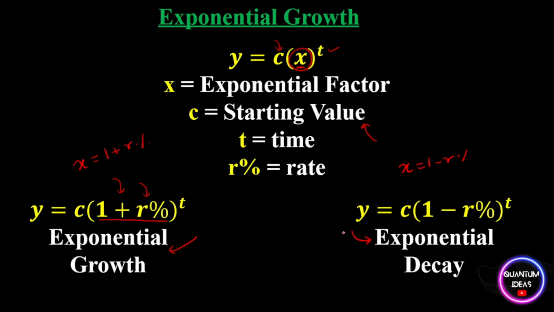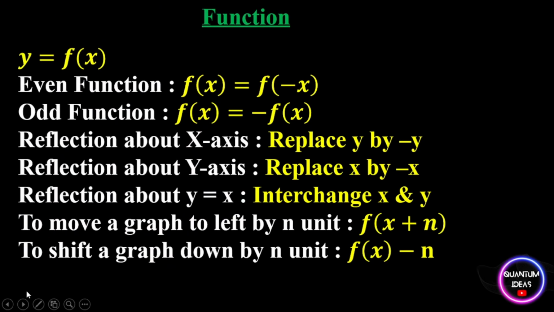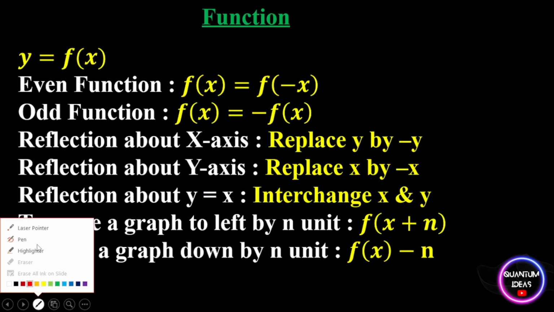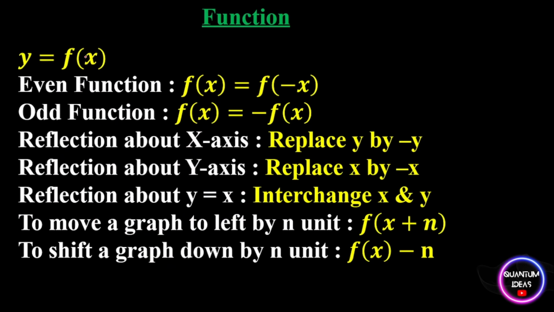Okay, so let's go to the next one. The next one is function, one of the very important topics. A function, that is f of x, we denote it as y equals f of x, and the function is said to be an even function if f of x equals f of minus x. For example, if we have f of x equals x square, then f of minus x will be equal to minus x square, which equals x square. So this kind of function is called an even function.